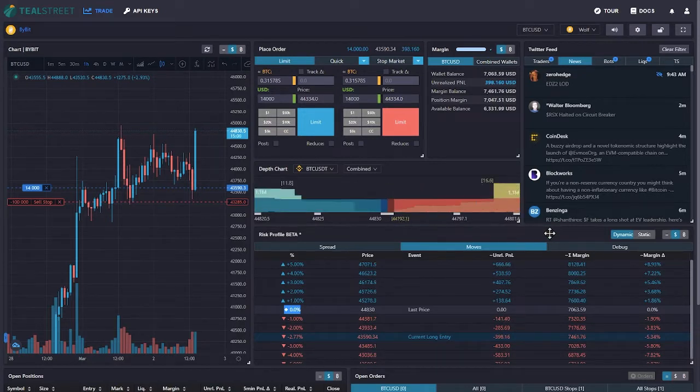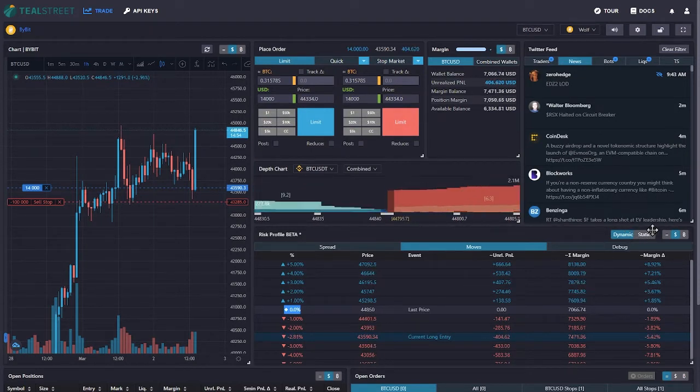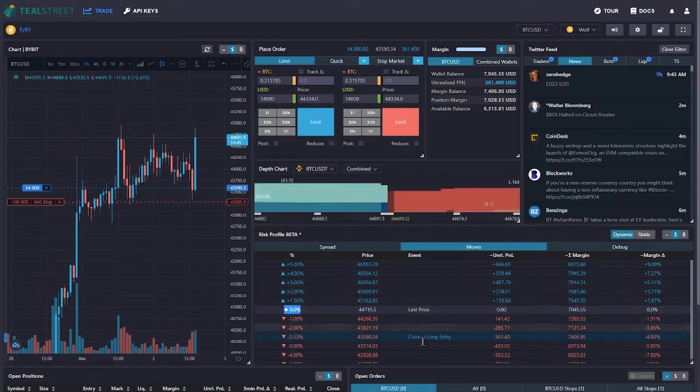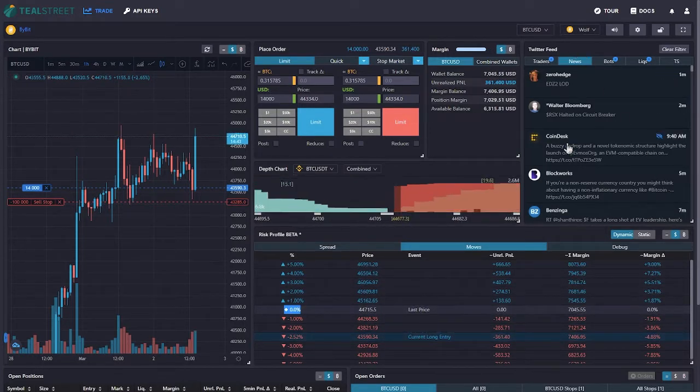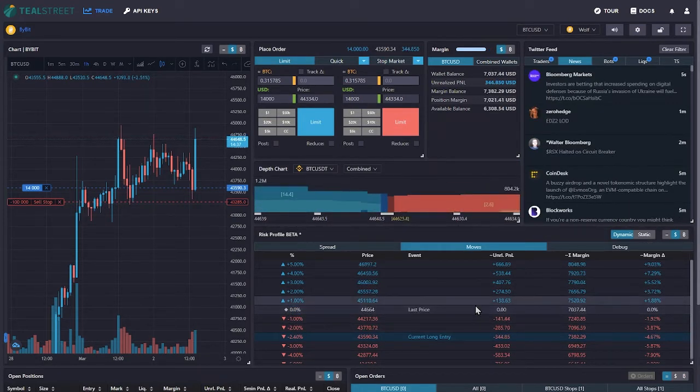There are many different components to the risk profile. We're going to start with the two different modes up here at the top toggles. There's dynamic mode and static mode, and these are generalized terms when defining risk. Under dynamic mode, your P&L is calculated based on the last price. Under static mode, your P&L is based on the entry price. The last price is always the diamond.